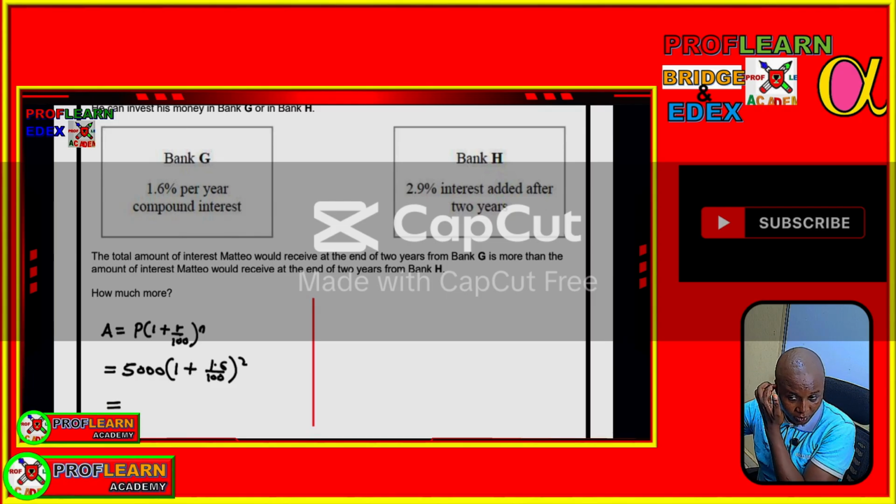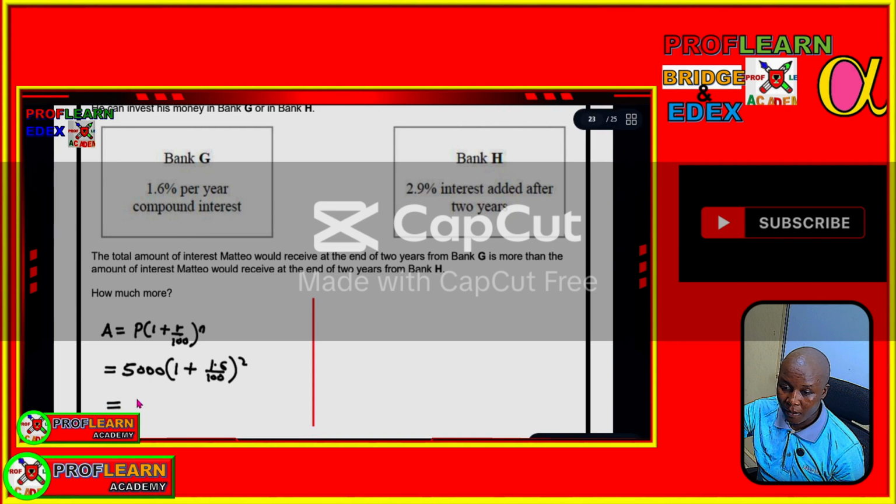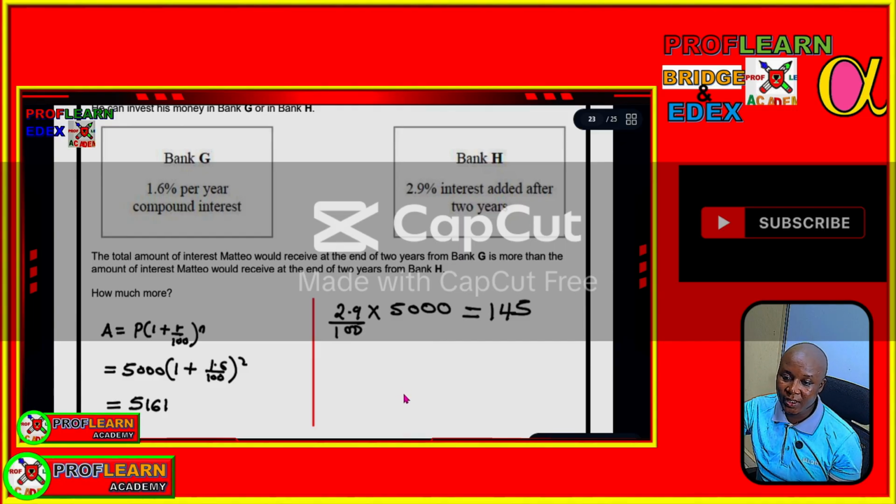So if we put it in our calculator, we're going to get our answer equivalent to 5,161. This will be the amount after 2 years, and the interest for bank H is 145. So we need to know the interest for bank G, which will be 5,161 minus the 5,000 that was invested, and already we have the interest for H, so we are not worried about that.